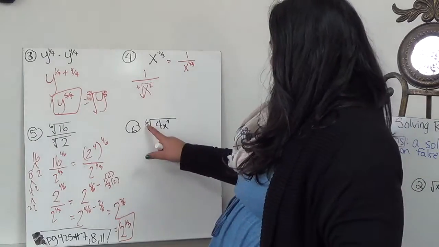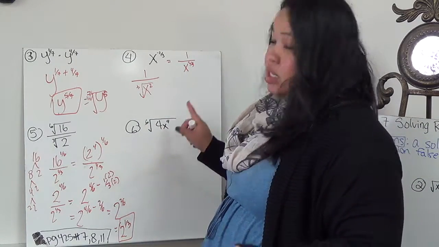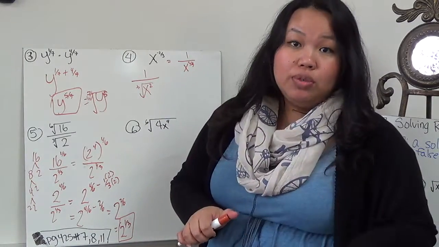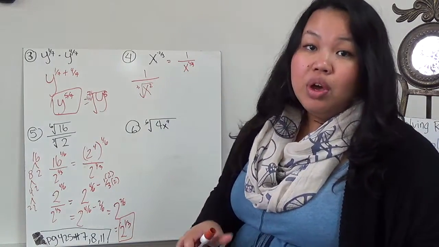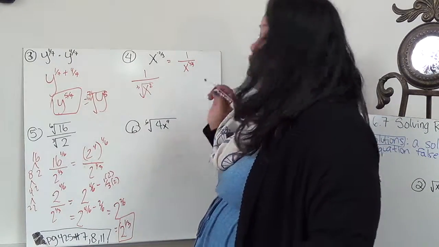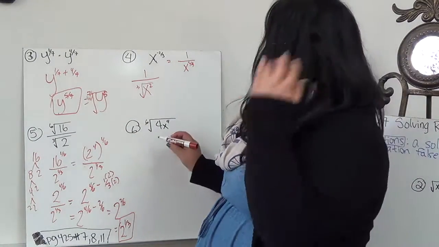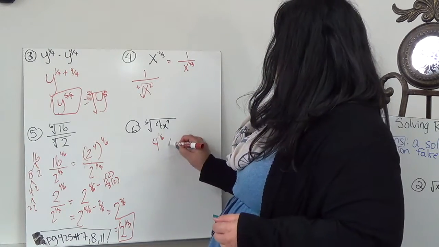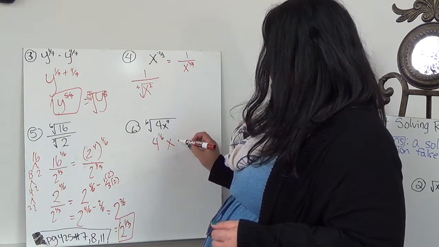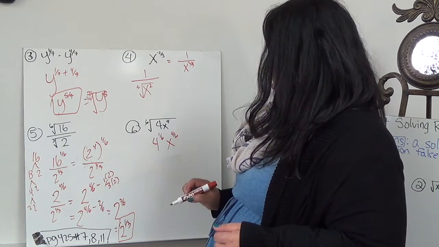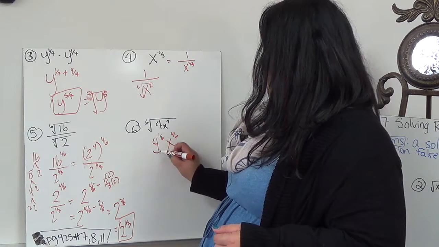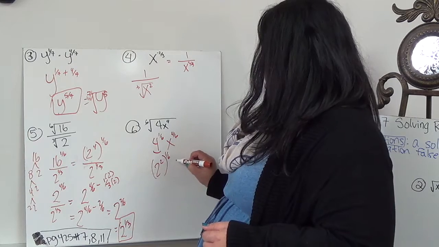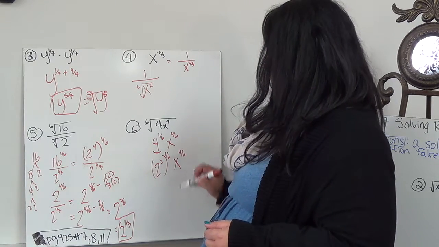For number 6, now I can't take anything out because it's 4x to the 4th. And the index is 6, but I might be able to reduce it, and I can figure that out by putting it into a fraction. So a fraction for exponents. So this would be 4 to the 1/6, right? And this would be x to the 4/6, right? And I can reduce this to 2 squared to the 1/6, and then x to the 4/6.